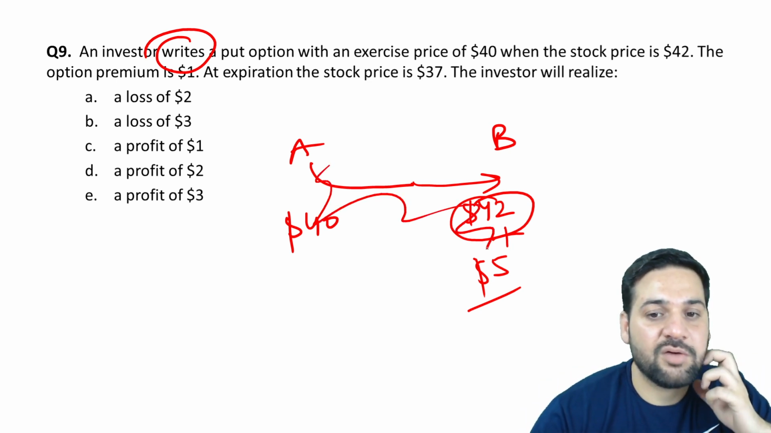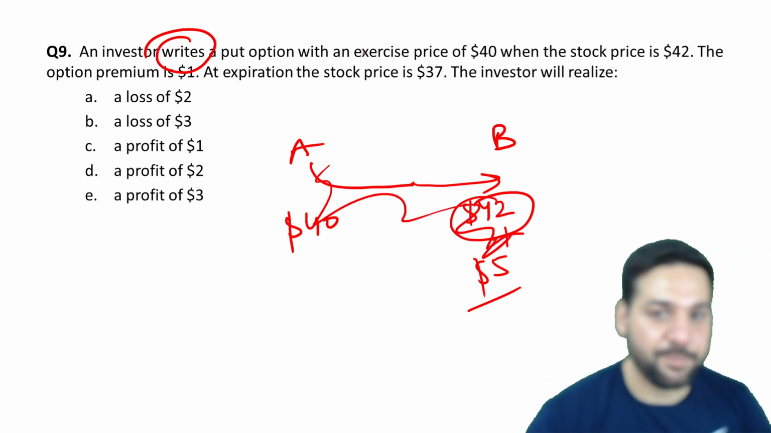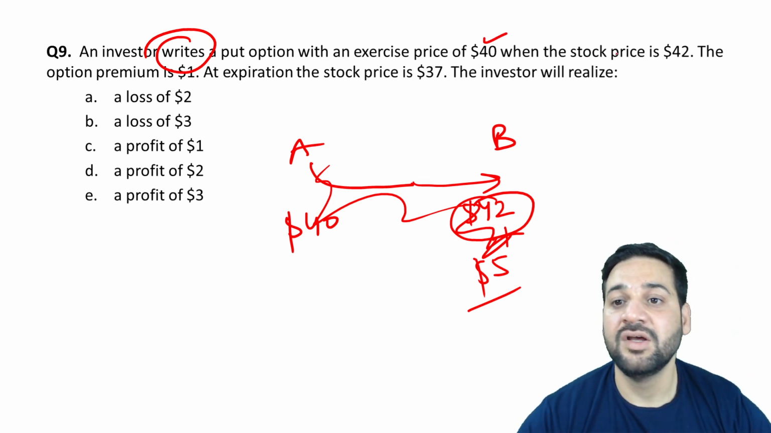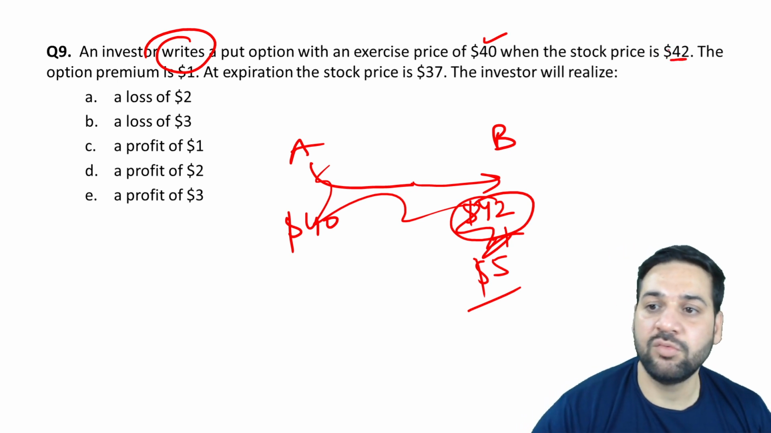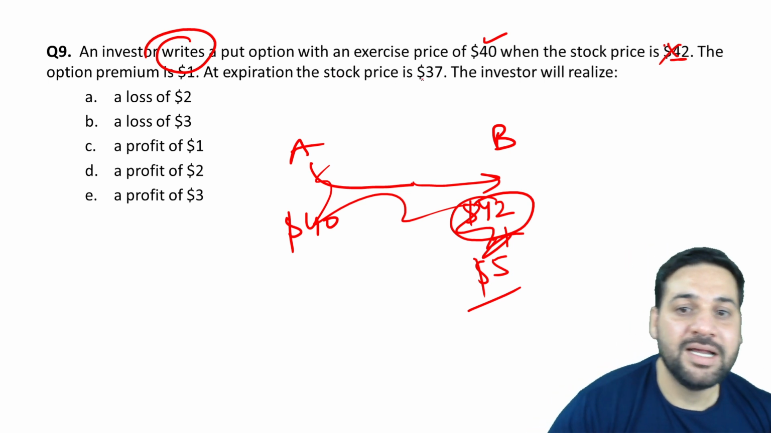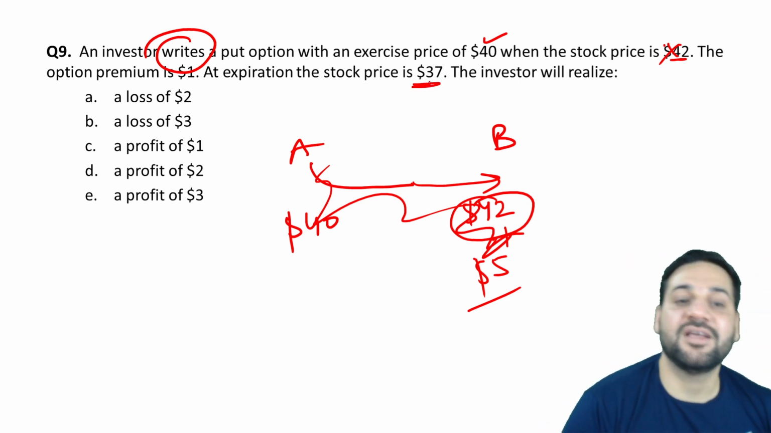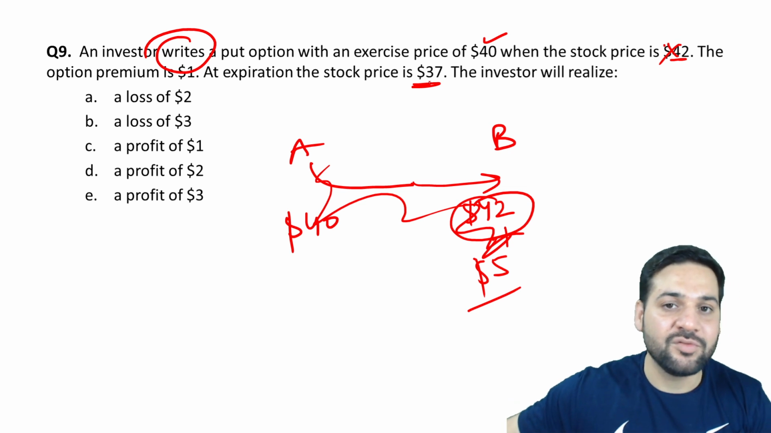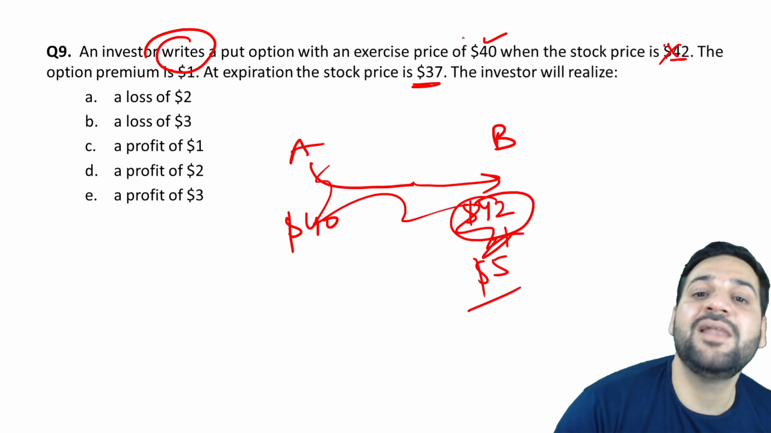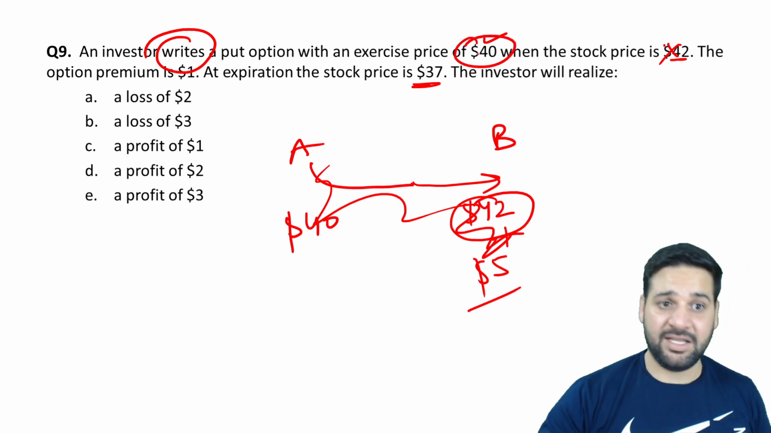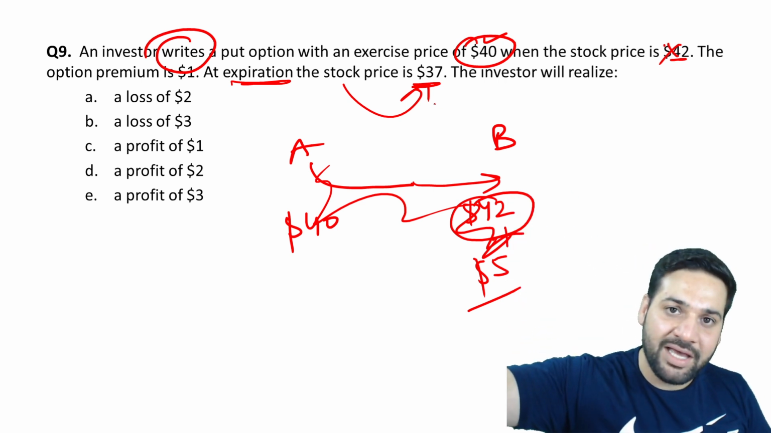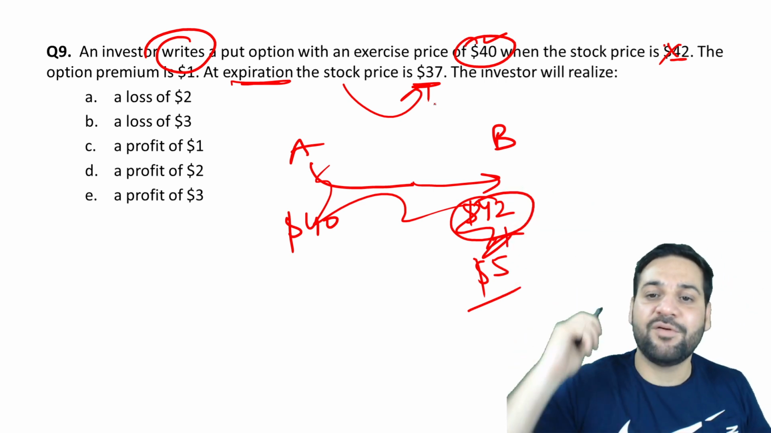So let's get back to the question. An investor writes a put option with an exercise price of $40. So you gave an option of $40 when the stock price is 42. So it is not even relevant here. The option premium is $1. At the expiration, the stock price is 37. Obviously, you sold a put option, so that person would come to you to sell the stocks for $40. At expiration, the market price is $37, but you gave somebody a right to sell that security for $40 to you.